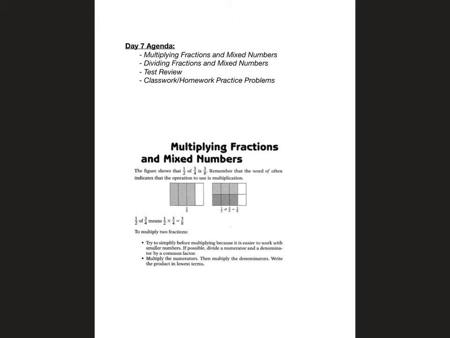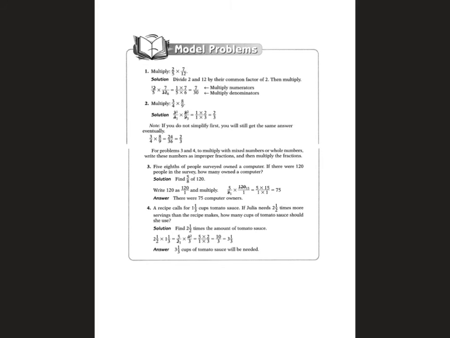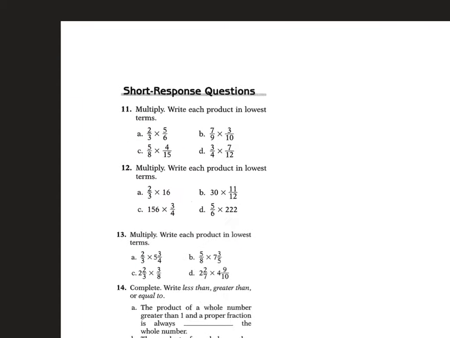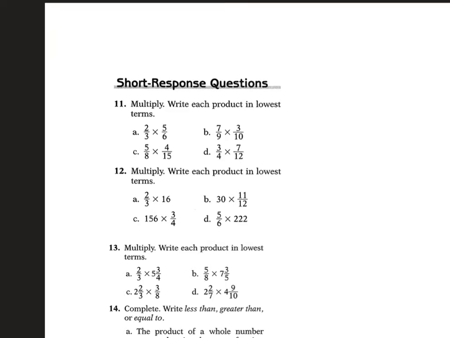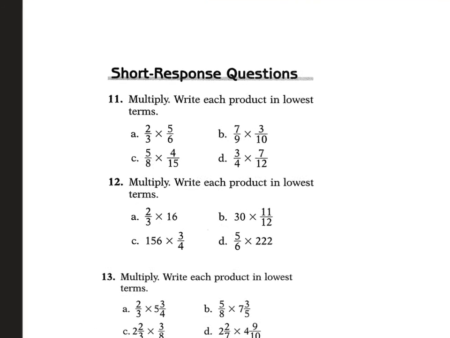When you multiply fractions, you multiply the numbers straight across, so your numerators times your numerators, your denominators times your denominators, and keep it in simplest form. So if we look at some examples that are not done for us, for 11, we are multiplying and writing each product in lowest terms.